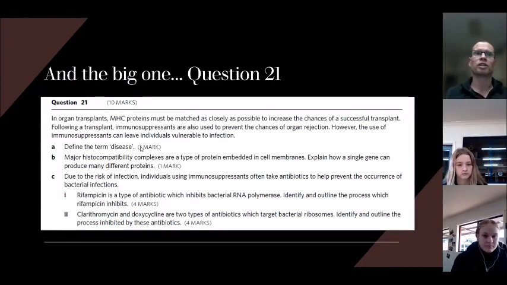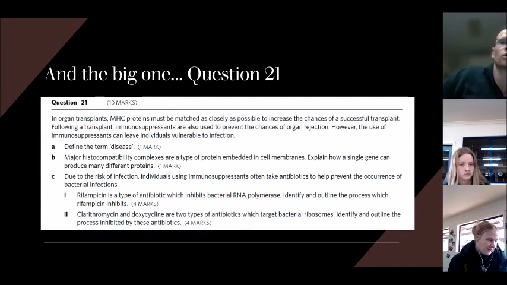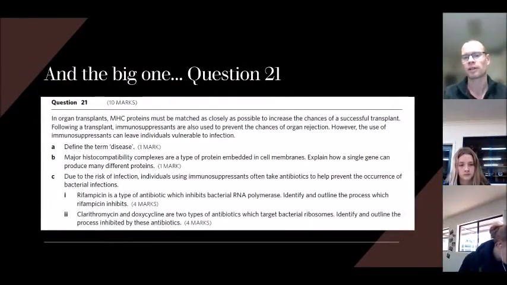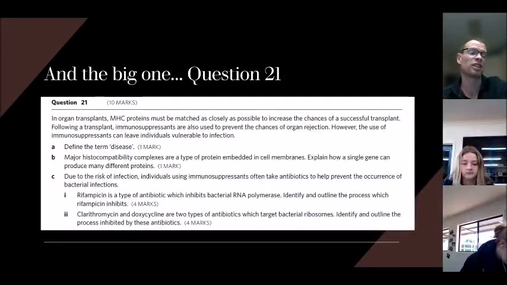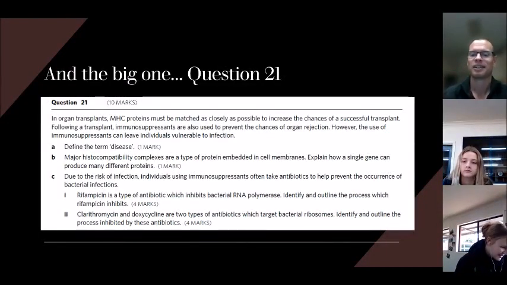So define what we mean by disease. MHC complexes are types of protein embedded in cell membranes. Explain how a single gene can produce many different proteins. That's not specifically about immunity anymore, is it? Can you guys answer that question at the moment? How can one gene lead to many different proteins? That silence concerns me greatly. I want you to think about stuff you've already done, stuff that you already know, stuff that you actually answered questions on in a SAC. So I'm going to annoy you and say, I know that you know this.